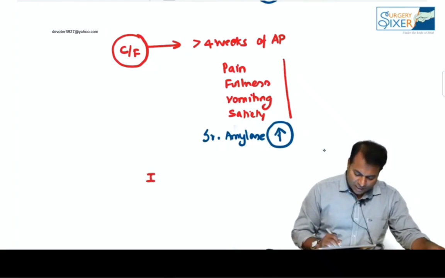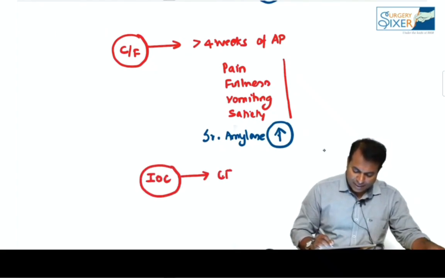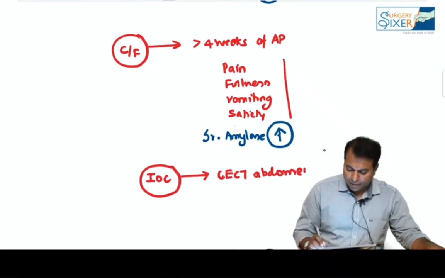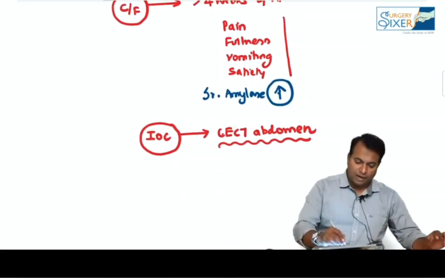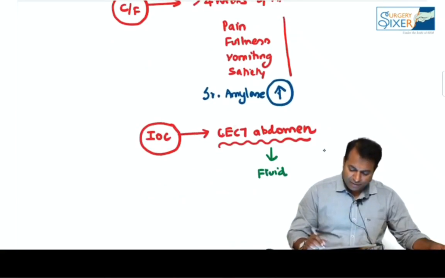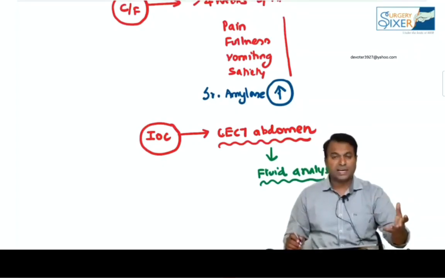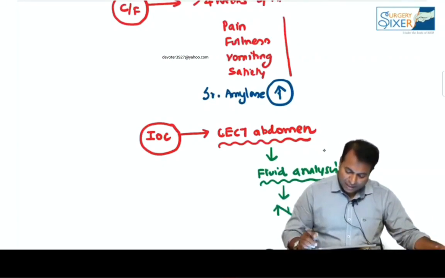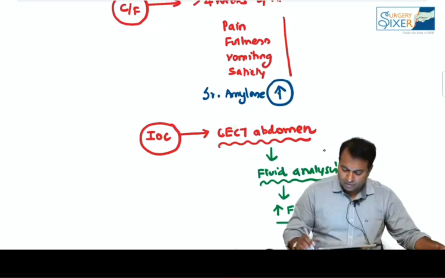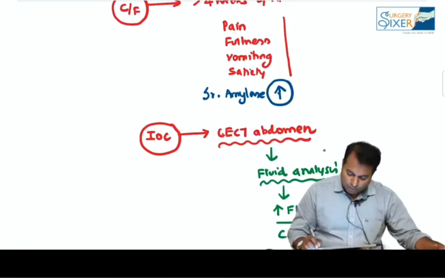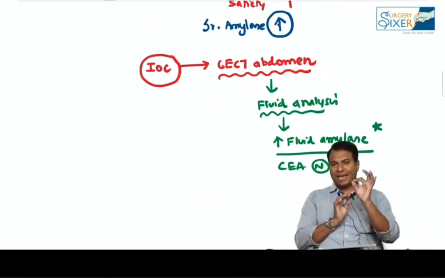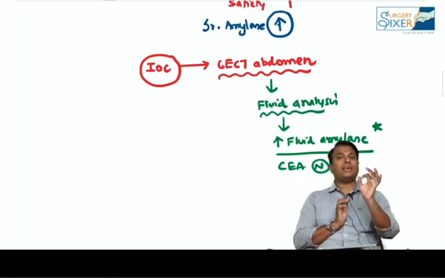The investigation of choice for pseudocyst is CECT abdomen. You can diagnose pseudocyst with a simple investigation, CT abdomen. And if you do fluid analysis, whenever there is a pseudocyst we will all have one big doubt whether it is an ordinary pseudocyst or a mucinous or a serous cystic neoplasm. What you should do is fluid analysis. There will be increased fluid amylase value, and the CEA will be normal. These are the two important things to say it is pseudocyst. When you aspirate the fluid, the fluid amylase will be increased and CEA will be normal. Please don't forget this.